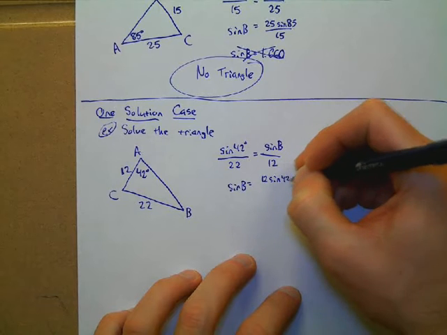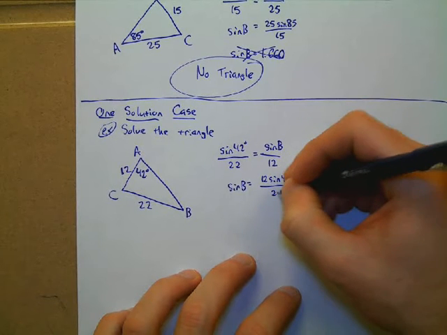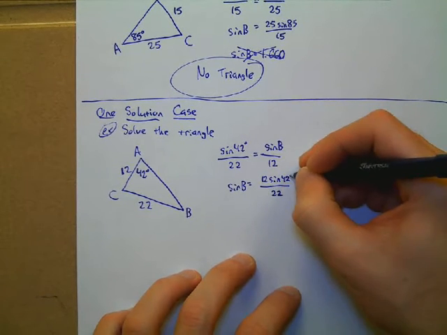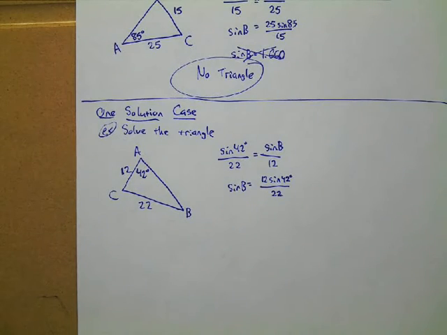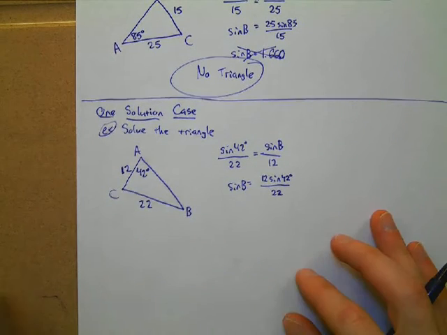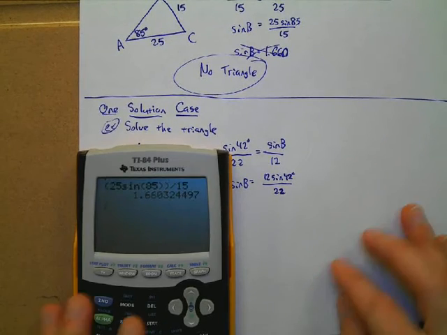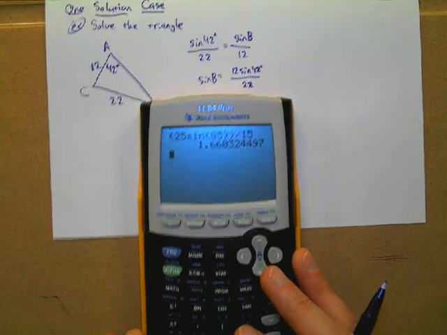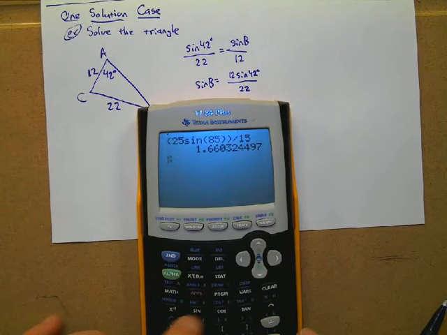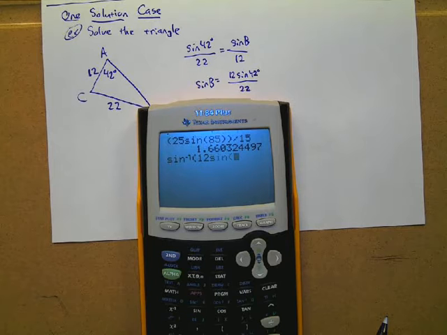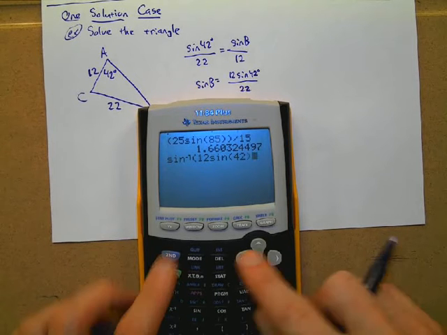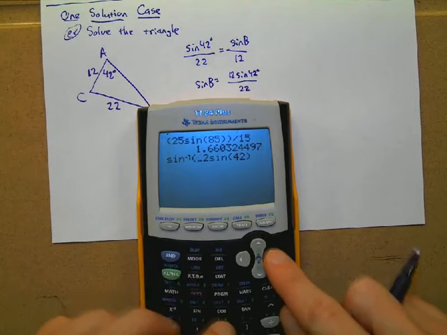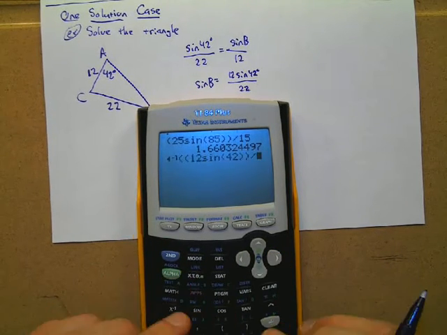Get that, and I'll go ahead and type into my calculator here. Okay, arcsine of (12 sine 42) over 22, and I get 21.406. Oops, I should probably put parentheses in my numerator. We'll say 21.406.